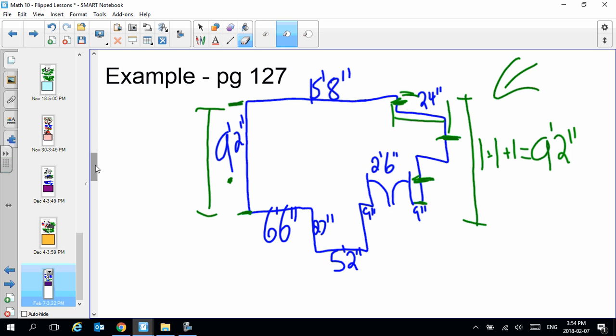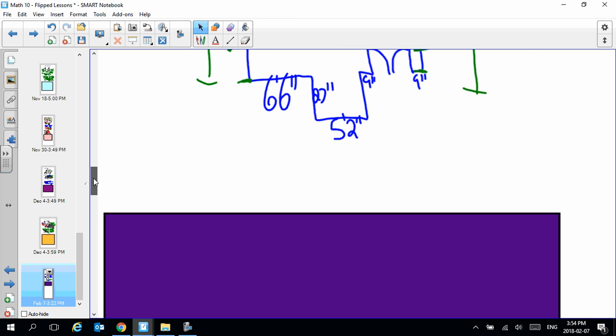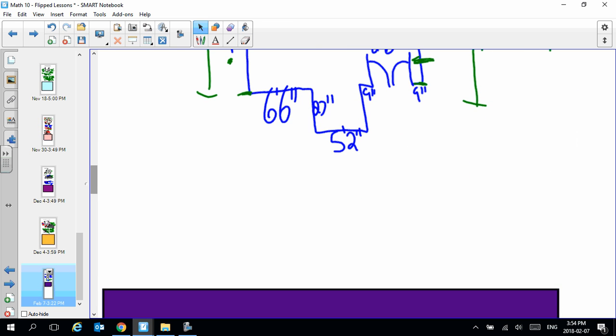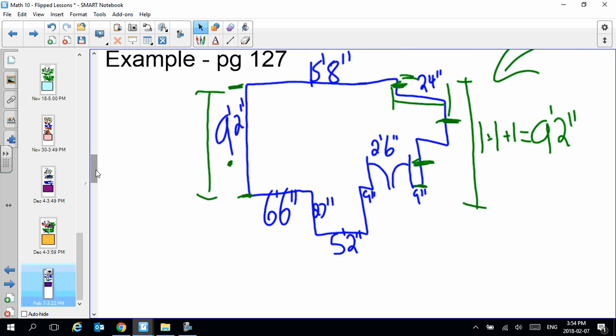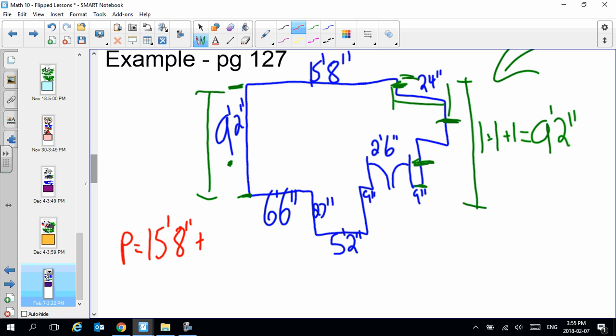Okay. Then the second part of this is going to be looking at how do we add up big totals of feet and inches. So I have a perimeter. I believe that's what they want me to find. Yeah. So perimeter equals 15 feet 8 inches plus 9 feet 2 inches.